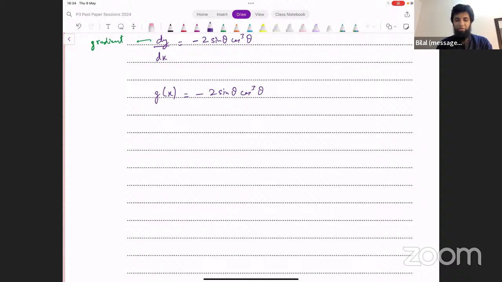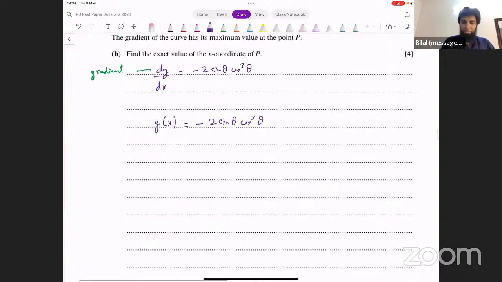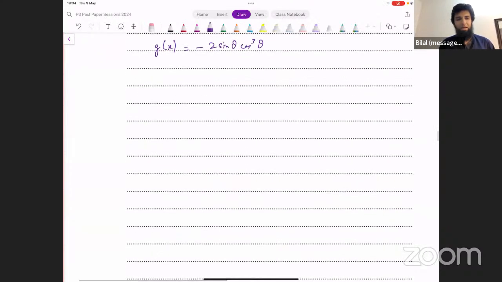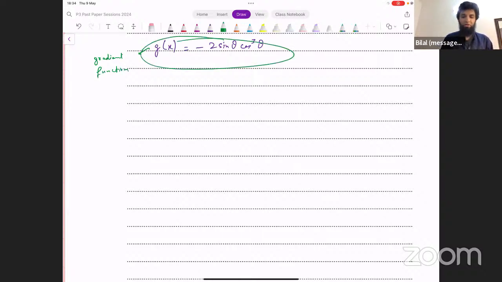And g is the gradient function. It represents the gradient. And now what we want to do is find the maximum value of the gradient. We want to find the x coordinate of the maximum point of the gradient. How do you find the maximum point of a function? Now, we are treating this as a new function, remember? This is the gradient function. Let me write that here as well. This is what represents the gradient function. All we need to do is find the x coordinate of the maximum point of this function. How do you do that? Find the derivative of this function, put that equal to 0. Find the derivative of this gradient function.